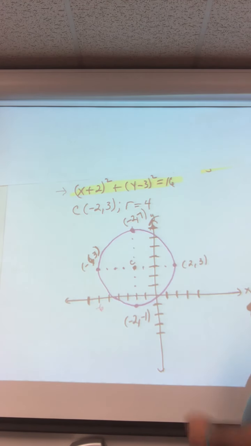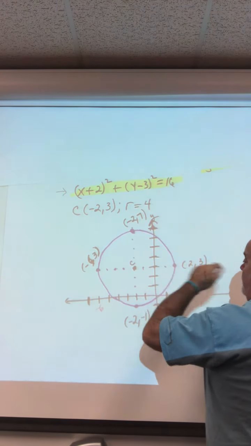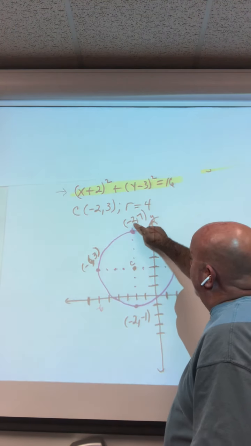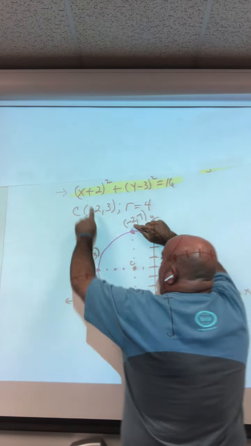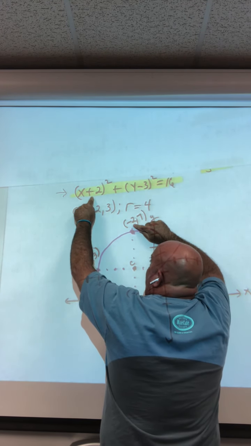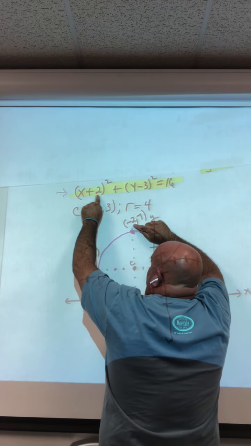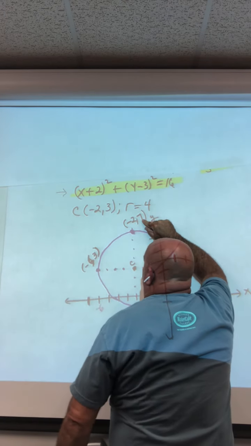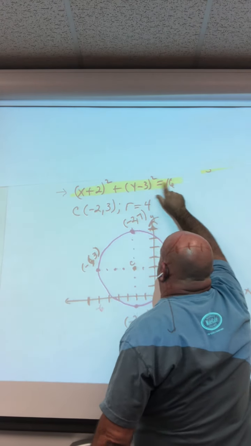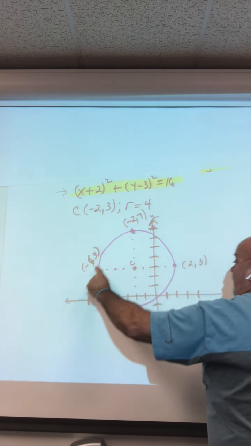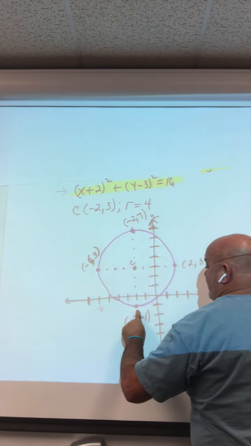But not only is that point right there an answer to this problem, let me just show you this one right here. Negative 2 comma 7. What's negative 2 plus 2? 0. What is 0 squared? Still 0. Plus, what is 7 minus 3? 4. 4 squared is 16. So that's an answer too. And so is this one, and so is this one.